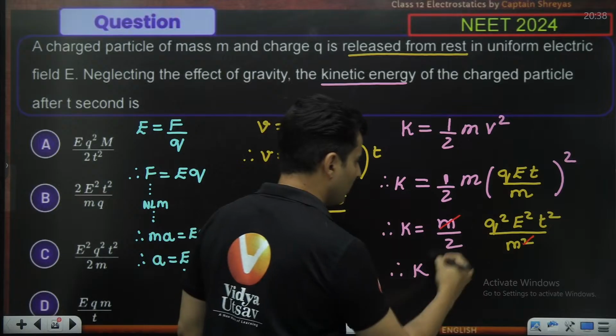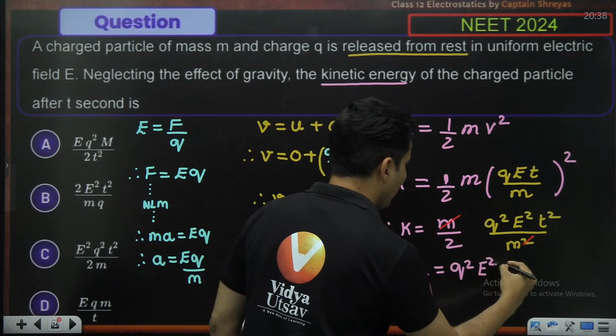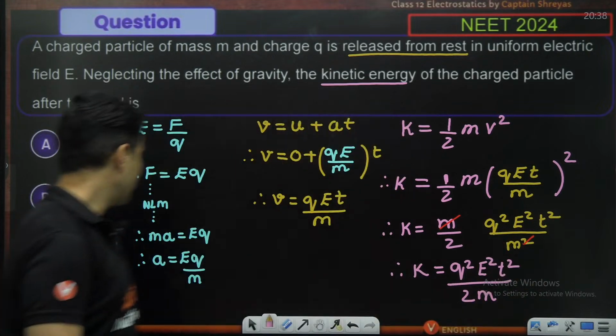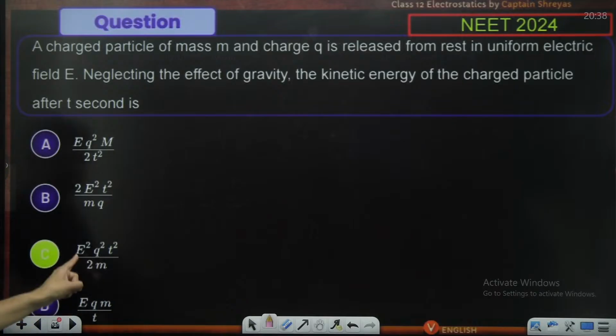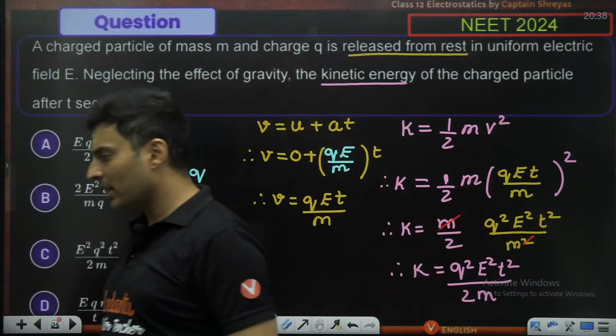So I am left with k is equal to q square E square t square divided by 2 into m. Yes, so that is the answer, guys. E square q square t square divided by 2 into m. C option is the answer. Got it? How to solve the PYQ?